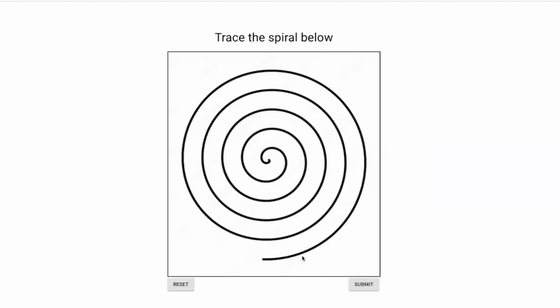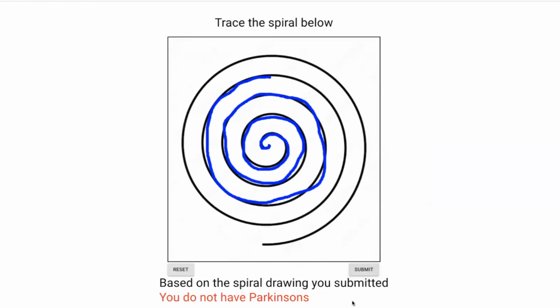Here, the individual has the ability to trace the spiral. When they trace the spiral, the AI algorithm will return back if they have Parkinson's disease or not. Clearly, this individual does not have Parkinson's disease.